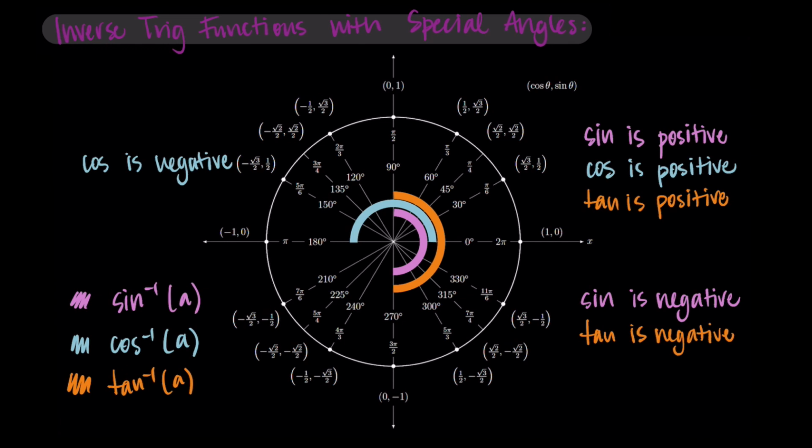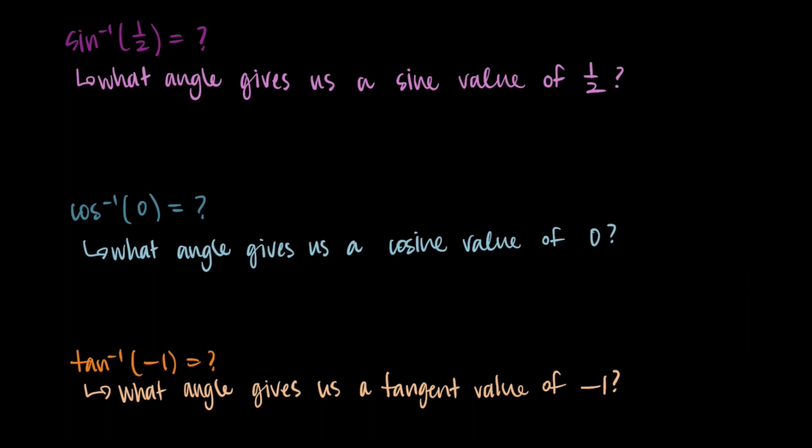So I want to return to three of the examples that we looked at briefly in the previous video. We had sine inverse of 1/2, cosine inverse of 0, and tangent inverse of -1. Now we can add to these a little bit. Our questions always asked what angle gives us this value, so I'm going to add in the quadrants here. For sine, it's what angle in quadrants 1 or 4 gives us a value of 1/2. For cosine, it's what angle in quadrants 1 or 2 has a value of 0. And for tangent, it's what angle in quadrants 1 and 4 gives us a value of -1.